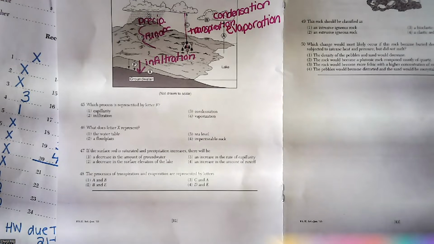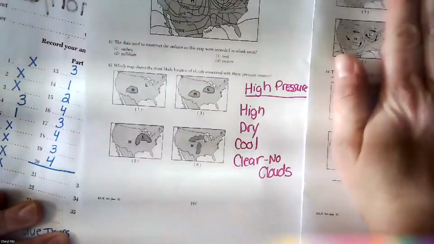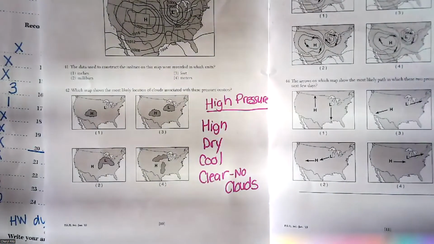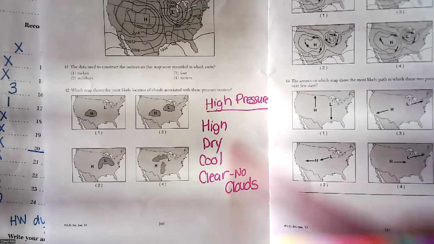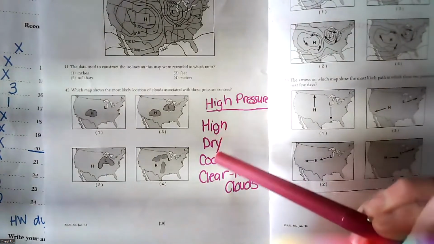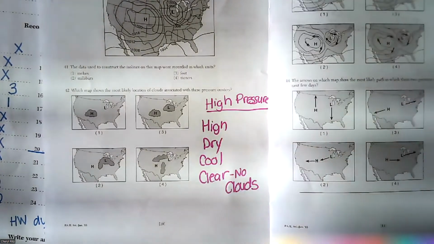Any more that we should go over? Somebody's asked in every other class to go over question 42. I already have the writing there. It says, which map shows the most likely location of clouds associated with these pressure centers? And remember when we did pressure, I had you remember high, dry, cool, and clear. I used that first. Did you?